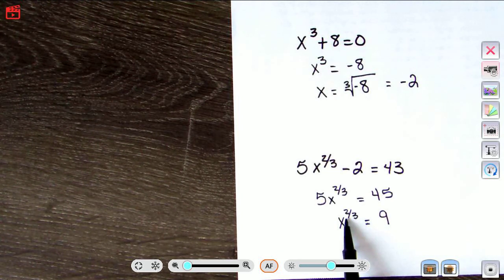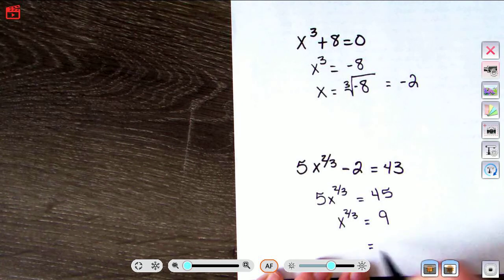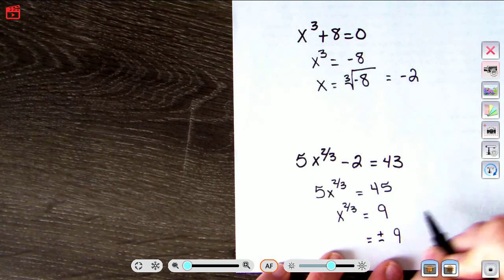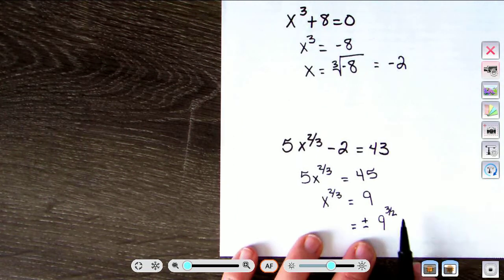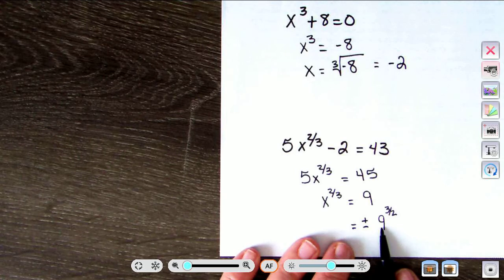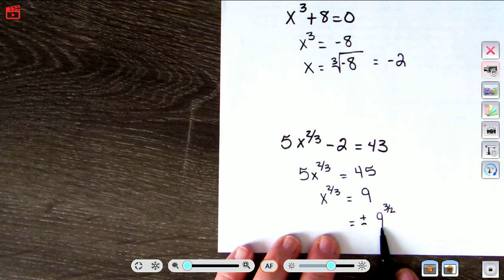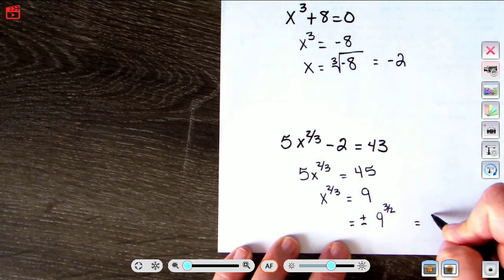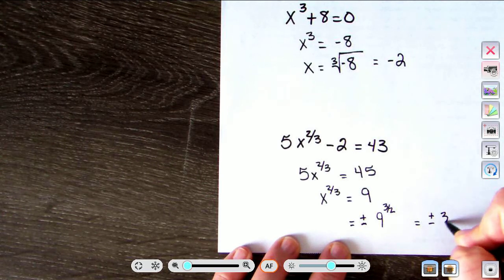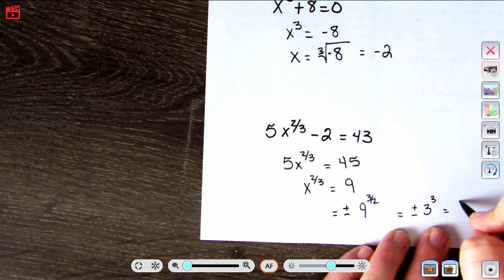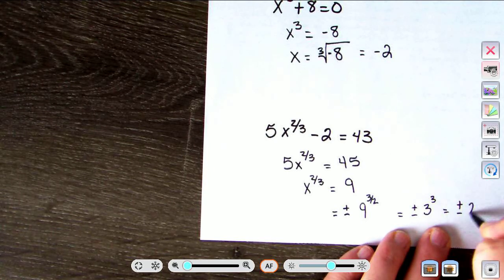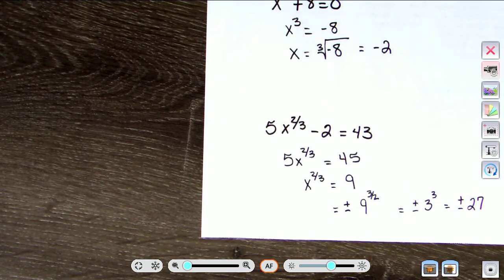Since we're taking a square root, I have to remember the plus or minus. So 9 to that 3/2 power. Now since I'm taking a square root, the square root of 9 is 3. So this is going to be a plus or minus 3 cubed, which is either positive 27 or negative 27. So I get a plus or minus 27.